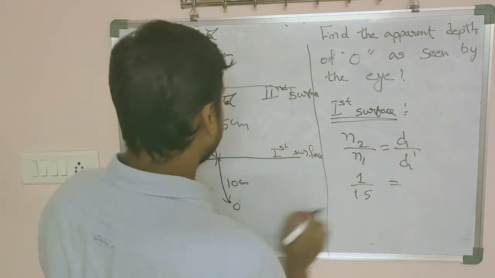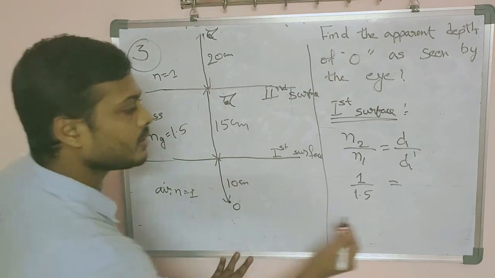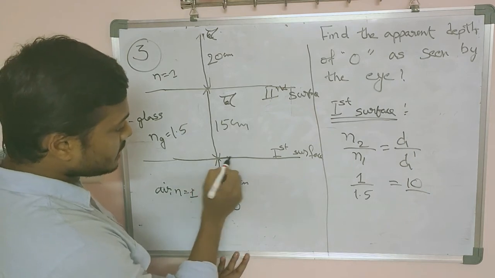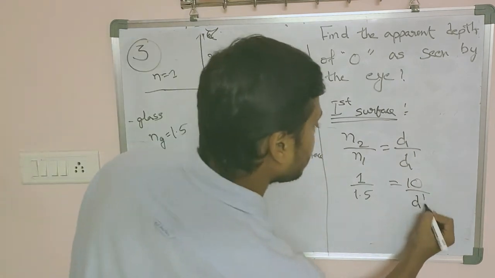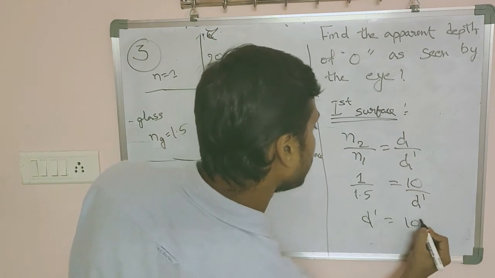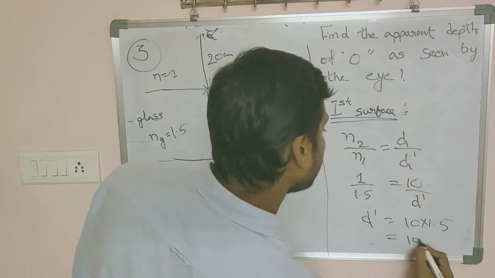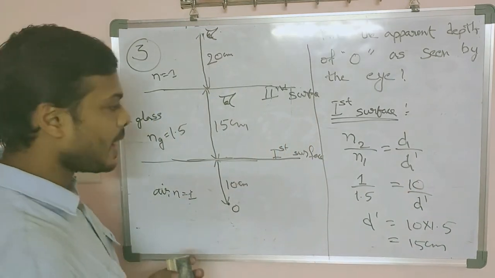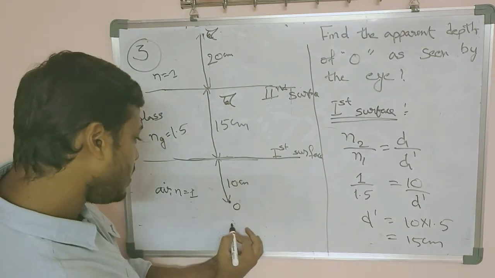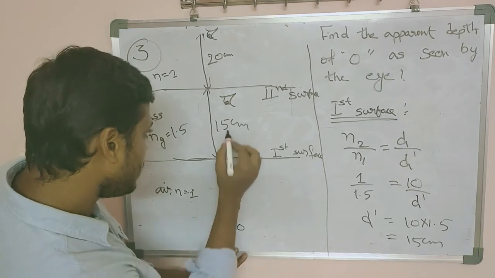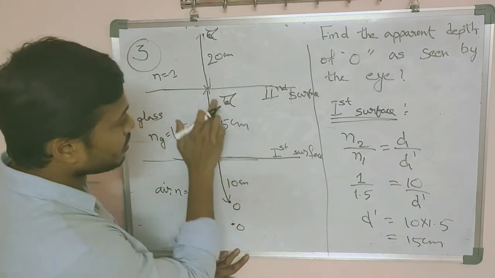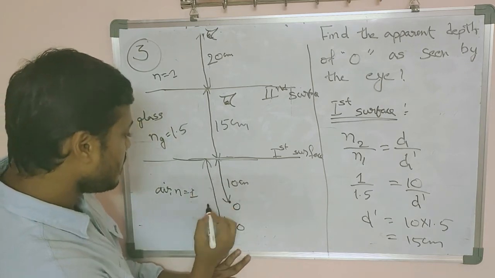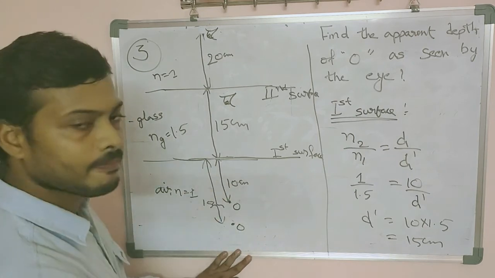What is d? d is the real depth, 10. What is d dash? We are seeing from here, so we have to find d dash. So d dash is equal to 10 into 1.5, that is equal to 15 centimeters. So this 15 centimeters will be from the boundary. This is what I am always telling you, from the boundary. If you see the object from this medium, the object appears 15 centimeters from the boundary, okay?